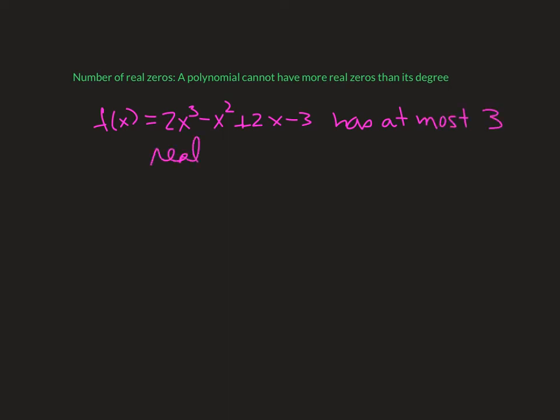Now it might have less, and you'll notice I put the word real in there. We might also have complex zeros. We'll talk about that in the next video. But just keep in mind it has at most 3 real zeros because the degree of that function is 3, because of that exponent of 3 there.